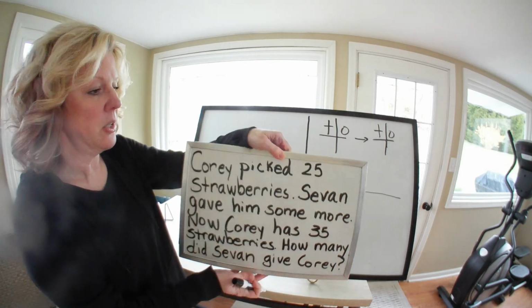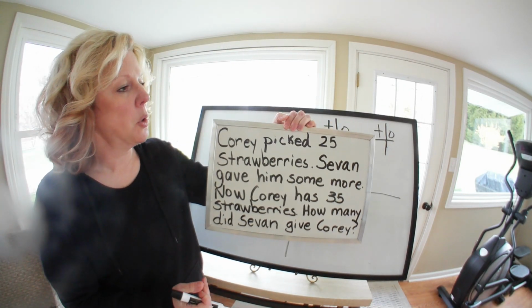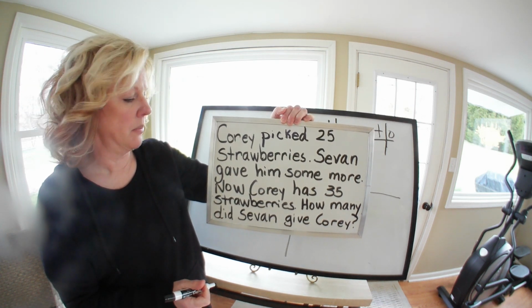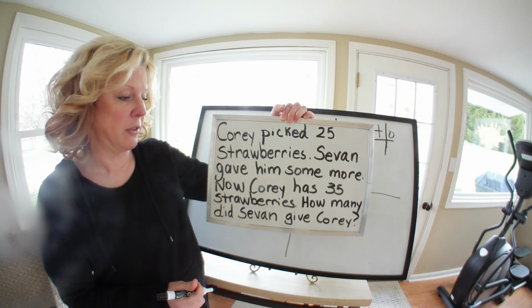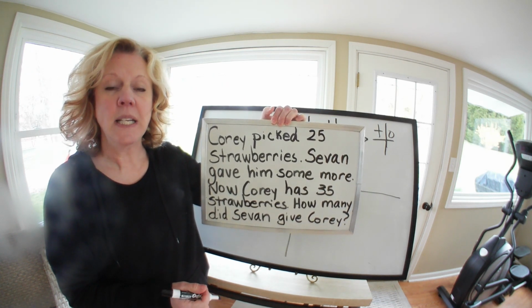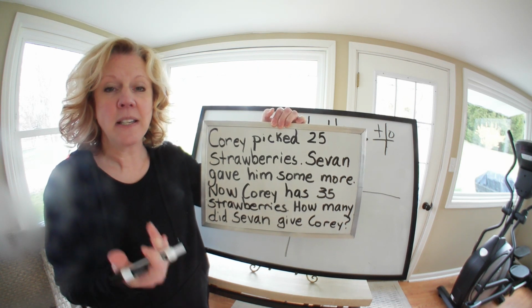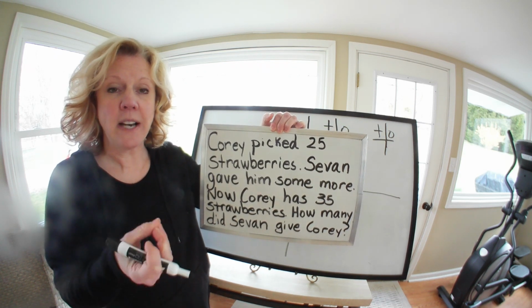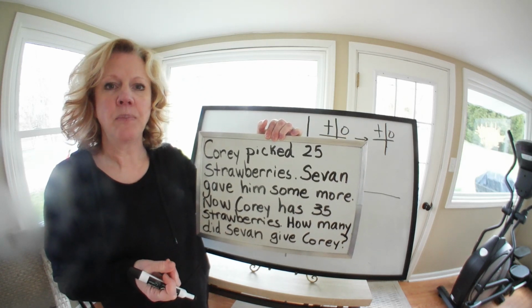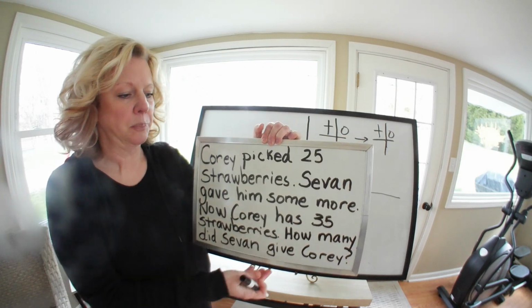Okay, so here's the problem of the day. Corey picked 25 strawberries. Savan gave him some more. Now Corey has 35 strawberries. How many did Savan give Corey? Now, it doesn't tell us how many he gave him, right? And that's what we're trying to figure out. So it's kind of tricky how we're going to figure this out. So I'm going to show you what we're going to do.